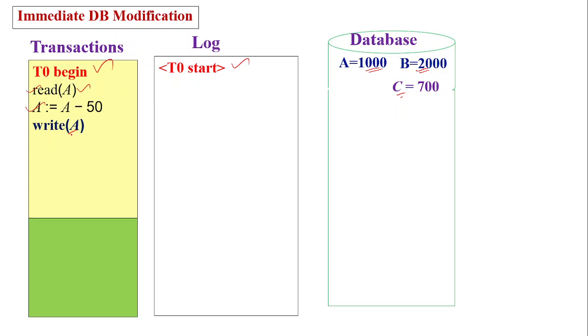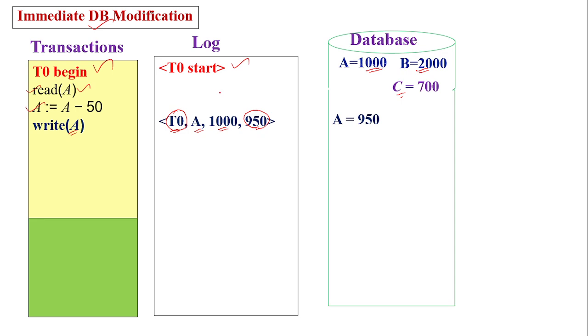When the write operation is performed, since it is the immediate database modification technique, the corresponding update record is first made into the log. So what does the update record indicate? T0 indicates the transaction identifier, A indicates the data item identifier. This indicates the old value, this is the new value. The old value of A is 1000, and after the subtraction of 50 from account A, the new value becomes 950.